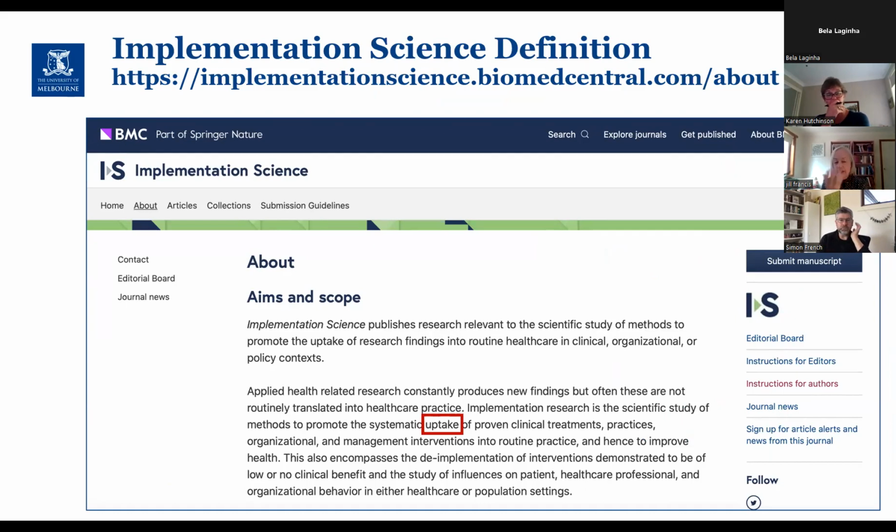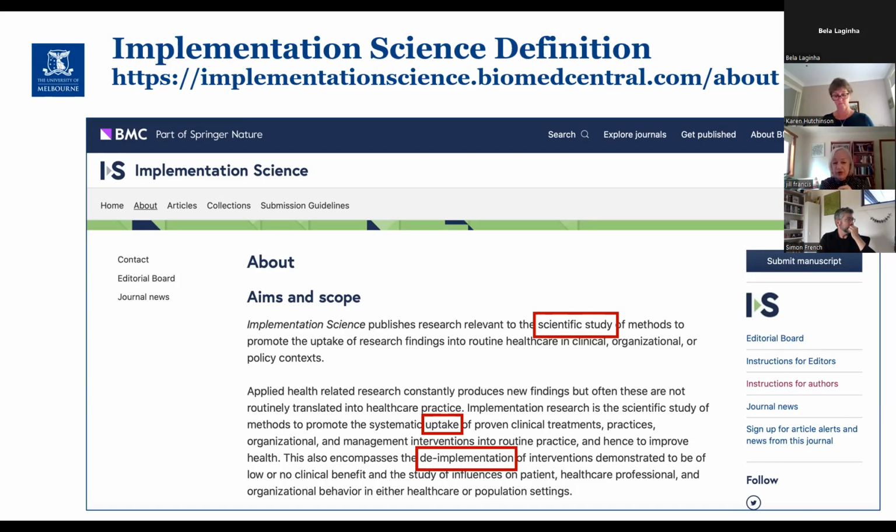You'll notice that on the homepage of this journal, we had the notion that implementation research is a scientific study of methods to promote the systematic uptake of proven clinical treatments. And a later addition to this page was the notion of the implementation of interventions that are of low or no clinical benefit. Notice also that we're referring here to the scientific study of methods, and the question of what makes implementation scientific is quite an interesting one.